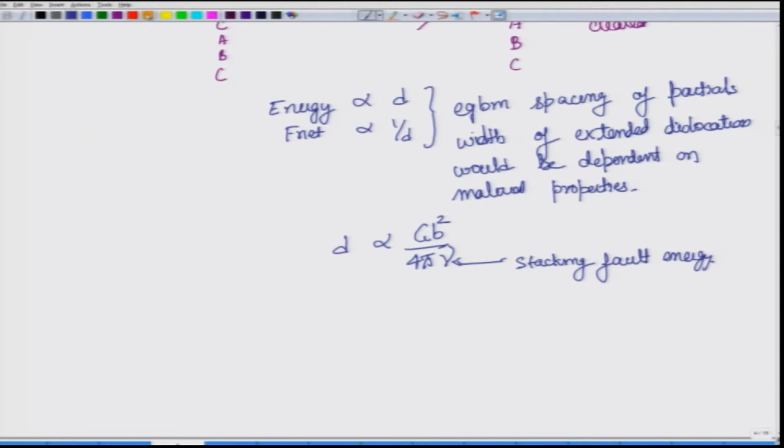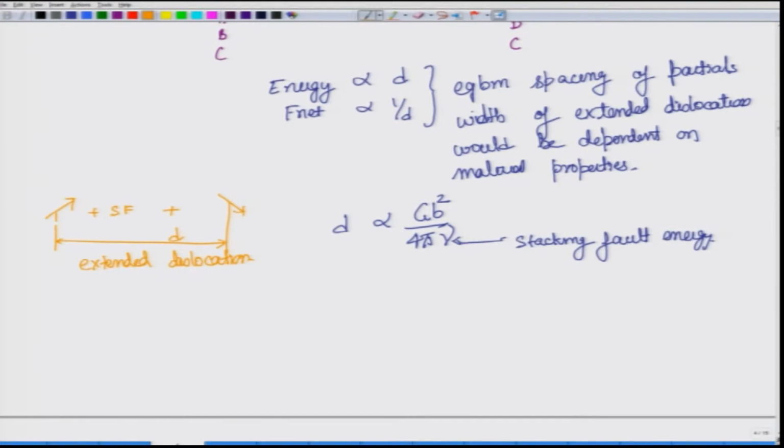And to be precise, let me again draw where this d is. So, this is one partial, this is another partial, there is a stacking fault, and this whole thing is of width d, the width of this is d, which is what we are calling the extended dislocation. So, this d will be proportional to Gb² by 4 pi gamma. Now, we see that based on the Burgers vector and the stacking fault energy, there is a fixed d.